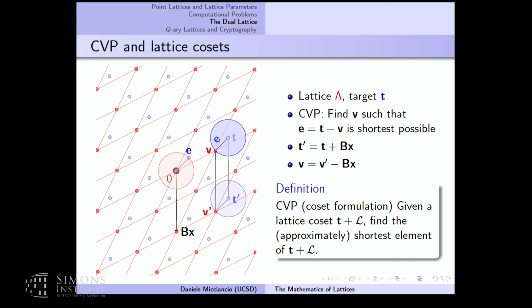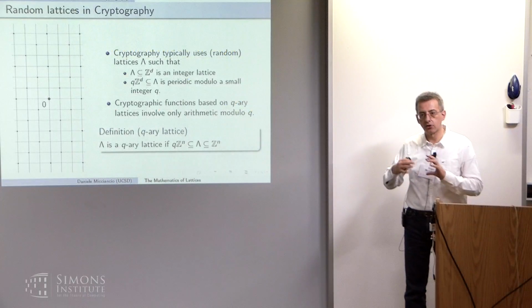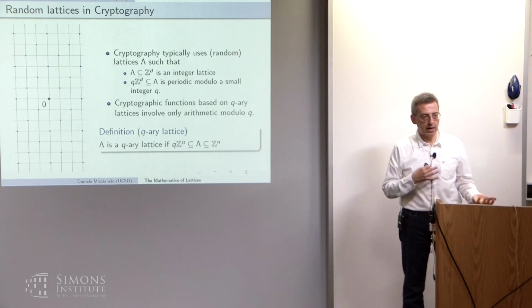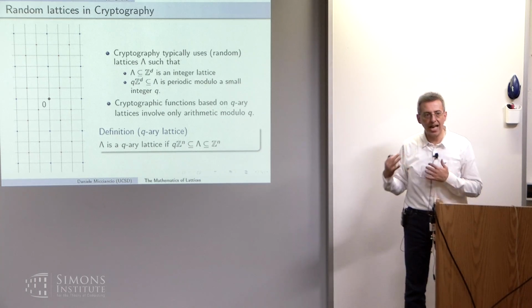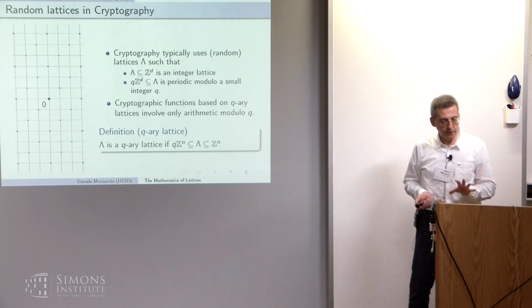Okay, so to conclude in these last 5 minutes, let me mention the random lattices used in cryptography. We'll talk much more about this tomorrow when making a connection between average case and worst case complexity. So this is just the definition.